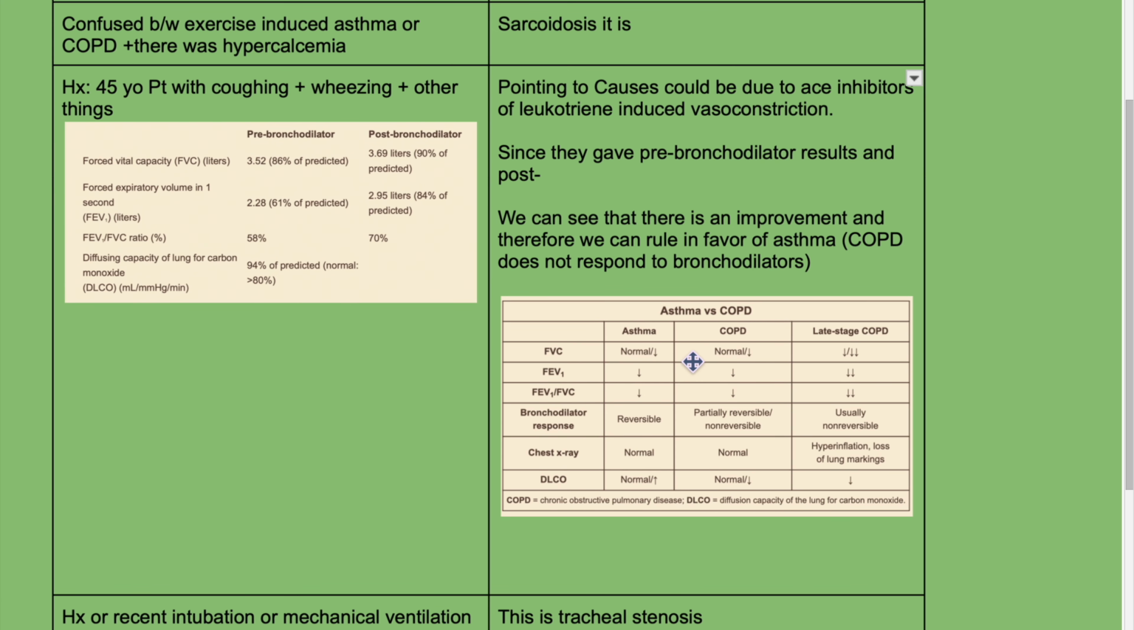Okay, this is the chart between asthma, COPD, and late stage COPD. FVC here is normal, decreased, normal, and decreased in this. Late stage COPD is decreased. FEV1, again, same thing. The ratio is the same thing. Bronchodilator response is reversible in asthma, but not reversible in COPD. Chest X-ray is the same, and DLCO could be normal or increased in asthma, or it could be decreased in COPD.